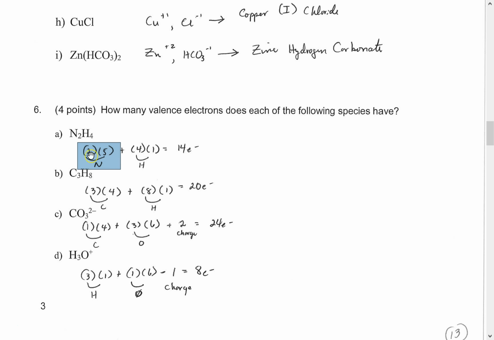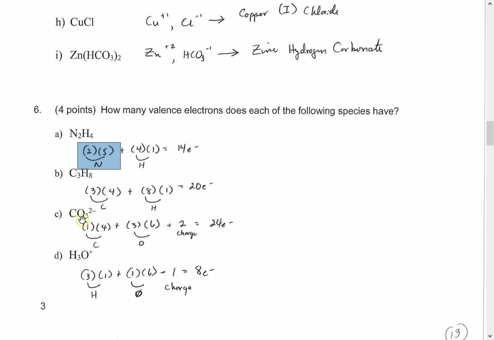So in the formula, there are 2 nitrogens. Nitrogen is a 5A element, so 2 times 5 is 10, so 10 electrons coming from nitrogen. There are 4 hydrogen atoms according to the formula, and hydrogens always bring 1 valence electron, so collectively they have 4, so 10 plus 4 is 14 electrons. Carbon is a 4A element, 3 times 4 for carbon, plus there are 8 hydrogens, and they each bring 1 electron, so we have 20 electrons for B.